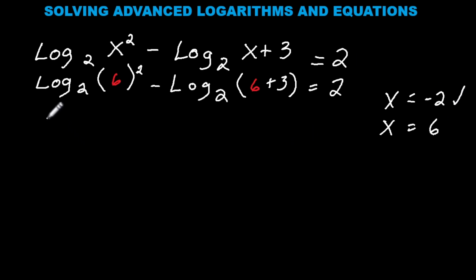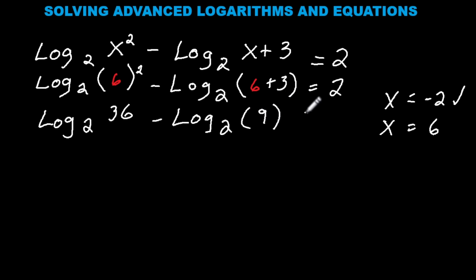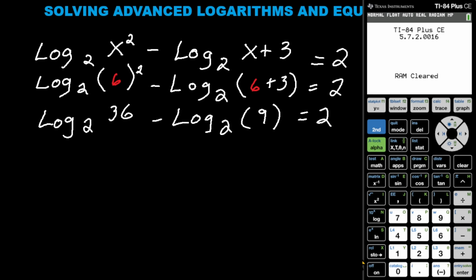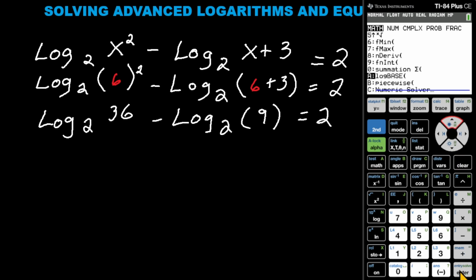So this time I have log base 2 of 36 minus log base 2 of 9 equals 2. So now I'm going to cheat and show you how to use the TI-84 at the same time. If I use the log button, that assumes the calculator is going to work as if it's a base of 10, so I need to use the math button. It's going to be the 11th thing. It's easier to click up 3. And when I click enter, it's going to ask for the base, which is a 2.